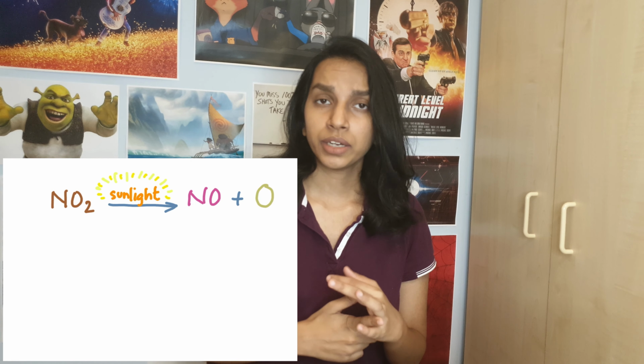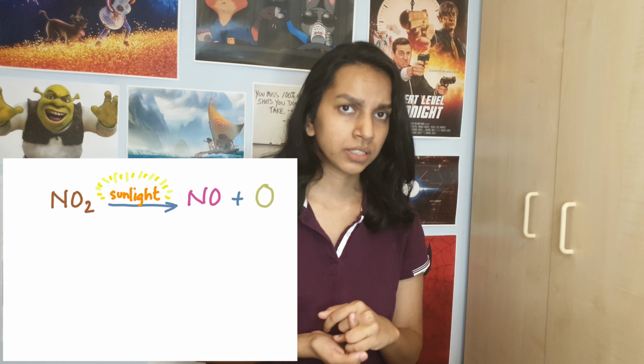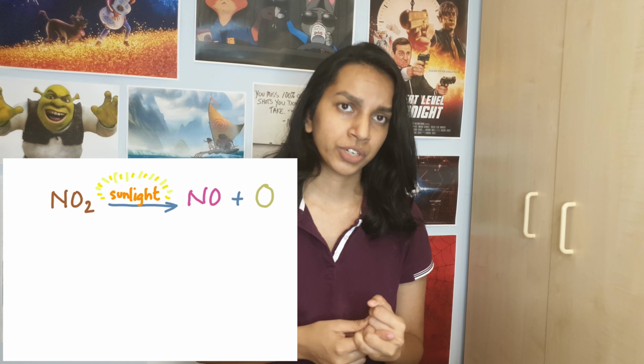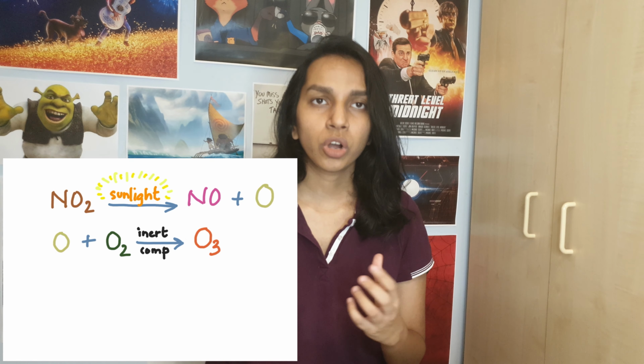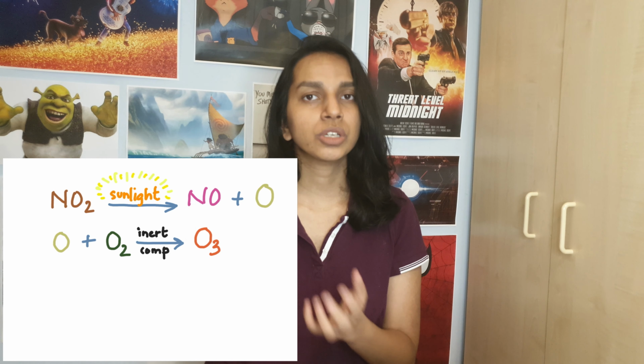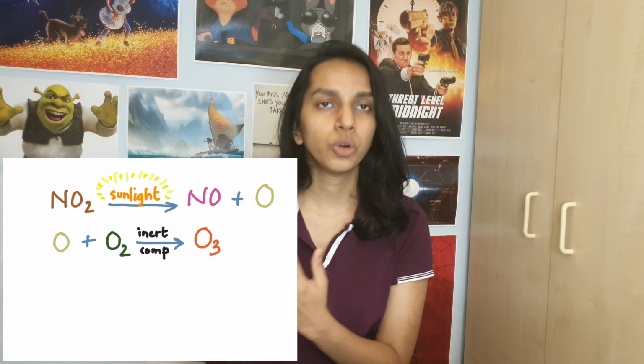In a clean troposphere or lower atmosphere, by clean I mean away from pollution sources, so away from all the vehicles, we can form a simplified mechanism which determines the ozone concentrations. So what happens is that NO2 absorbs sunlight and breaks down to form NO and an oxygen radical or oxygen atom. These oxygen atoms then combine with oxygen molecules to form O3 or ozone as we know it.